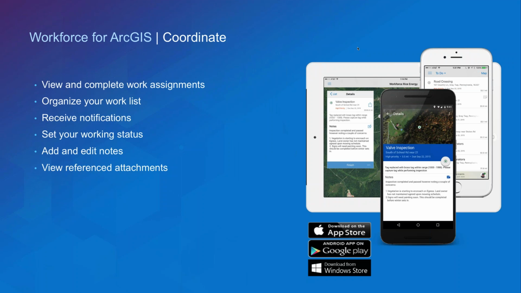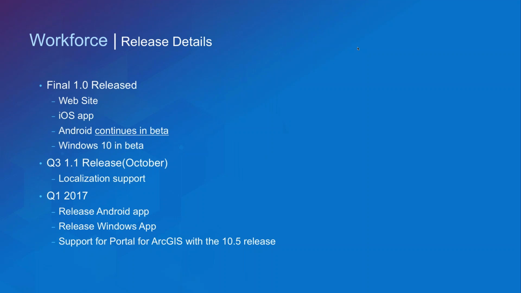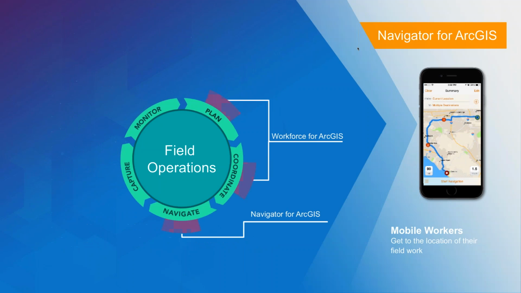We've released it so far on a mobile context on the iOS App Store, and we're working right now through beta with our customers on Android and Windows Store. For overall release status of where we are today and where we're headed, the 1.0 release, as I mentioned, was in July. We followed that up in October with a localization release, so it's supported in all of the languages that you find ArcGIS Online supported in. As I mentioned, the iOS app has been released, and Android and Windows 10 are currently in beta. Early this next year, we'll have released both the Android and Windows app, and we're adding support for Portal for ArcGIS with the ArcGIS Enterprise 10.5 release that's coming very soon. So Workforce really helps you plan and coordinate the work activities.